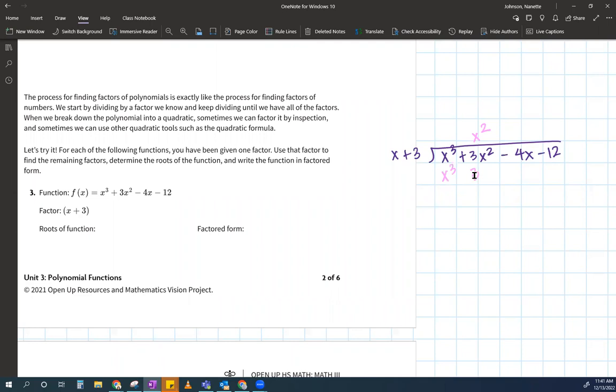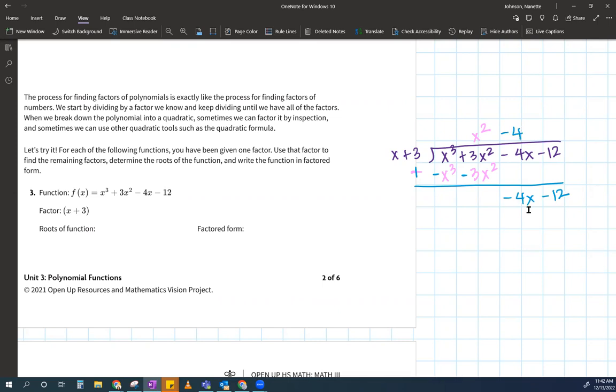And then I'm going to subtract, and then I'm going to change my signs. And look at that, everybody goes away. Boom, boom. Right? And so I'm left with negative 4x minus 12. And I say, how many x's go into negative 4x? And I'm like, oh, that's negative 4.